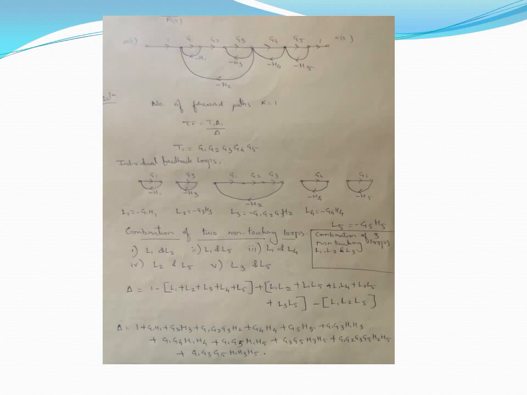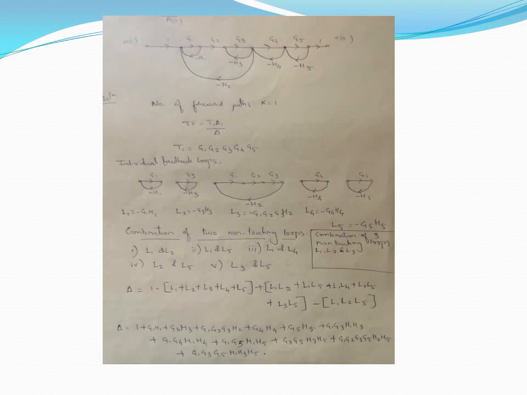So just substitute the values of L1, L2, L3 in this delta, so you will get the following answer: delta equal to 1 plus G1 H1 plus G3 H3, because the minus will multiply there and it becomes plus. L1 L2 both are minus, so it becomes plus, and again for the last, the combination of three non-touching loops, the sign will be positive. So just substitute that, and you will get the delta.